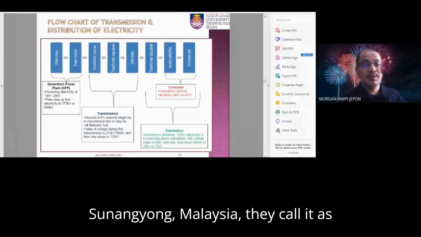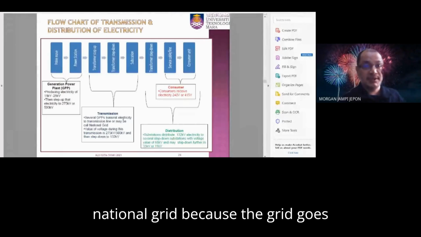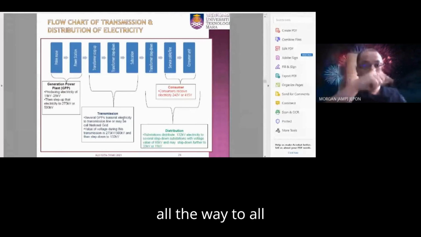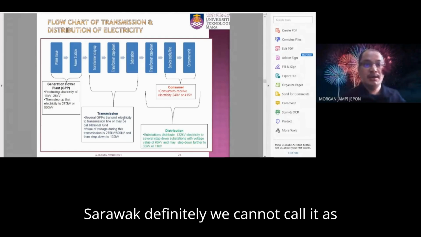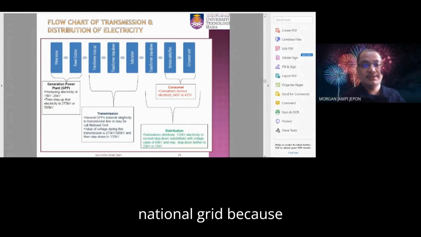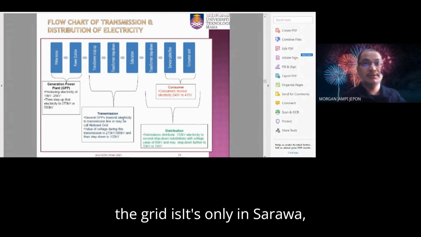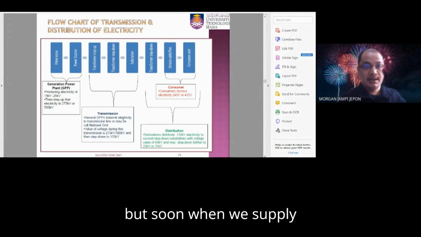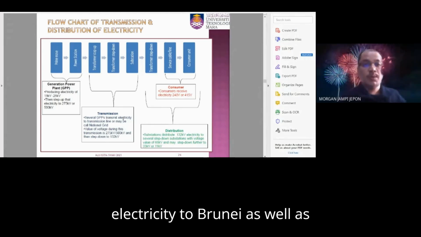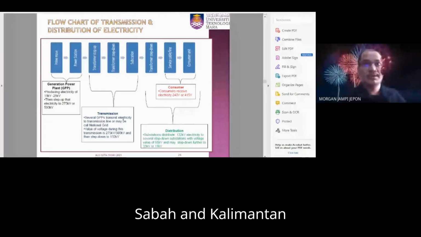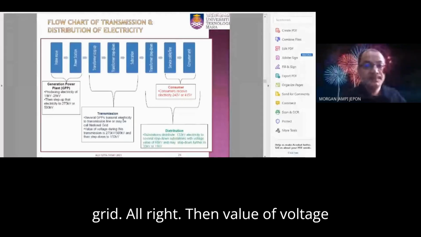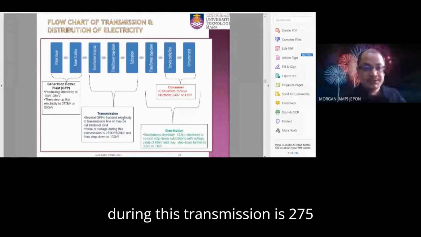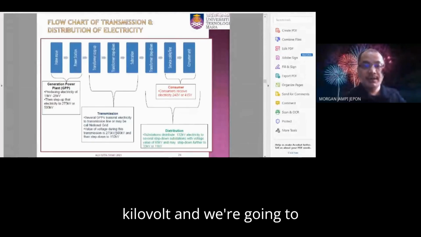In Semenanjung, Malaysia, they call it the national grid because the grid goes all the way to all states in Semenanjung. But in Sarawak, definitely we cannot call it national grid because the grid is only in Sarawak. But soon when we supply electricity to Brunei as well as Sabah and Kalimantan Barat, then we may call it national grid. The voltage during this transmission is 275 kilovolt, and we're going to upgrade that to 500 kilovolt.